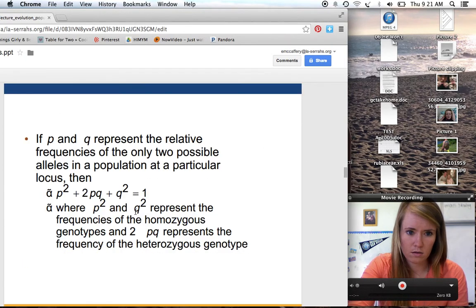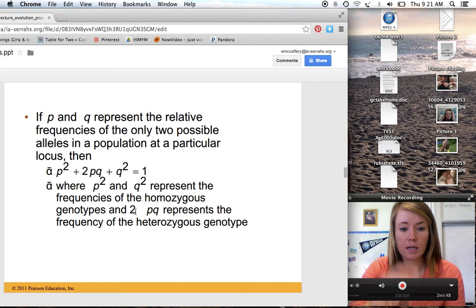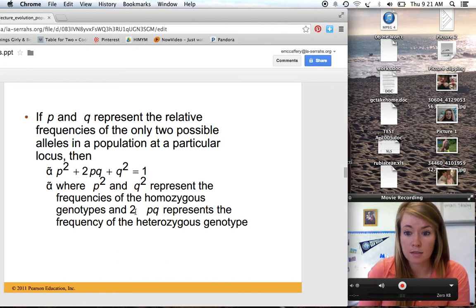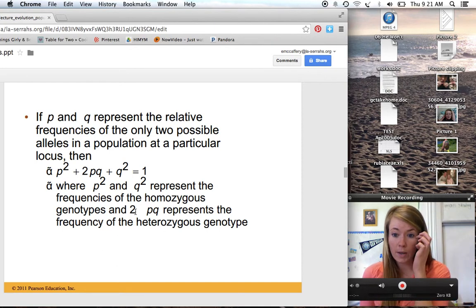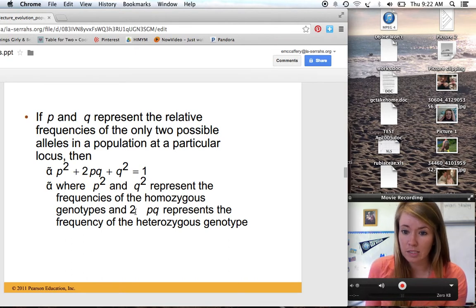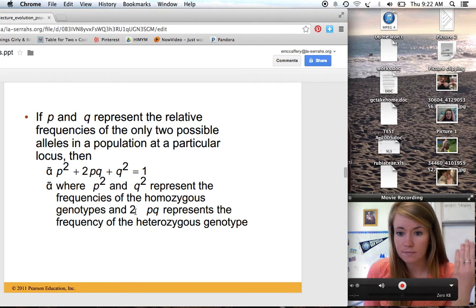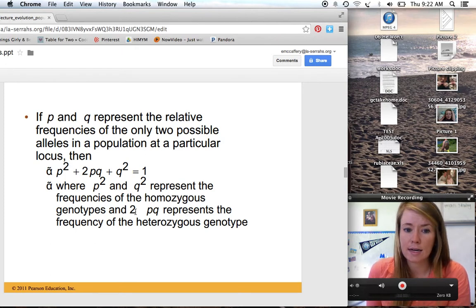Okay. So if P and Q represent the relative frequencies of the only 2 possible alleles, we only have 2 alleles in this situation, then we can always say that the number of homozygous dominant plus the number of heterozygous plus the number of homozygous recessive is going to add up to 1, because those are the only 3 possibilities. So P squared is the frequency of homozygous dominant, 2PQ is the frequency of heterozygous, Q squared is the frequency of homozygous recessive, so they always add up to 1.